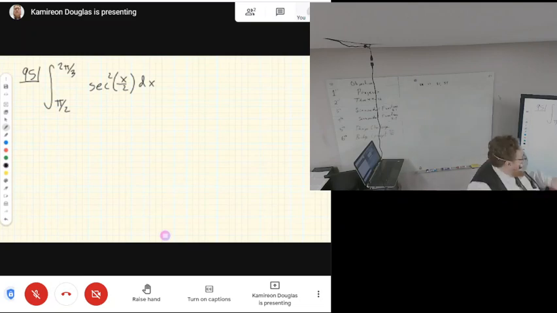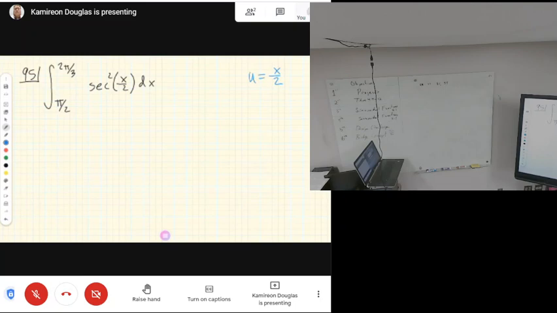Other U's I could try though. Secant of x over 2. And I could even try secant squared of x over 2, but that's the least likely to work out of all of them because you're just taking everything and plugging it in for a U. So let's try this.